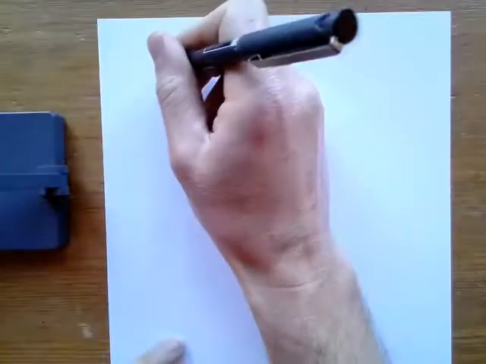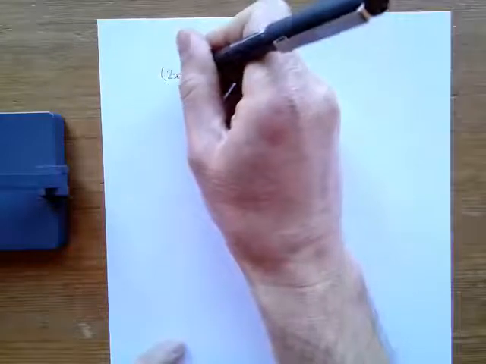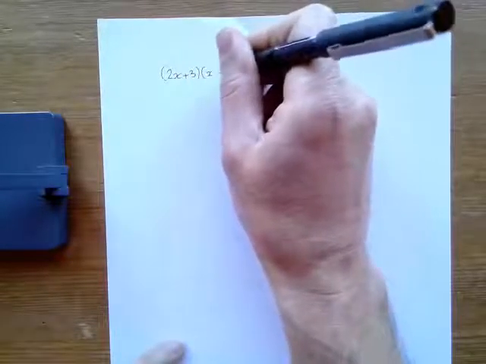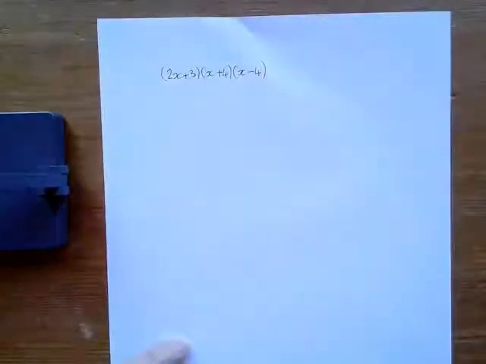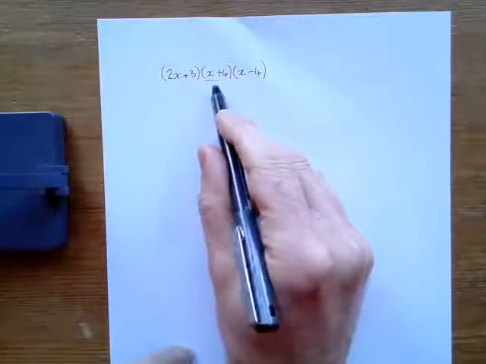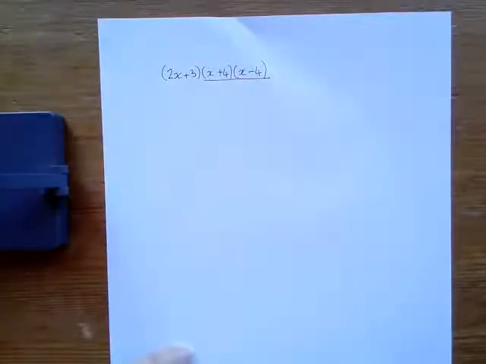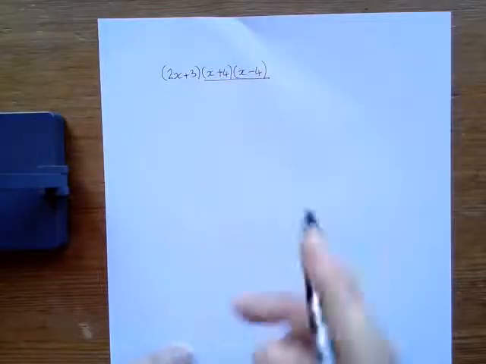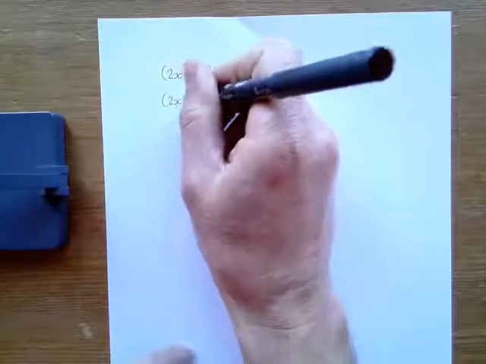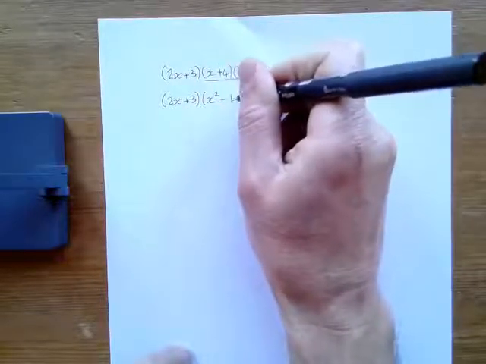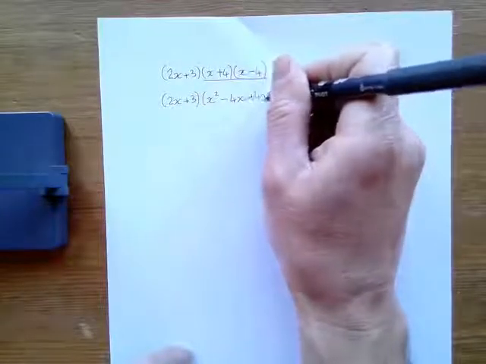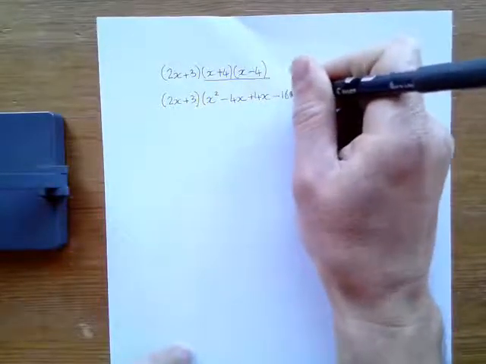A couple of examples for you. So if you had something like three brackets next to each other, like so, and you had to expand them, what you would do is first of all expand this part of it using FOIL perhaps. I shall do that now. First, outer, inner, last.